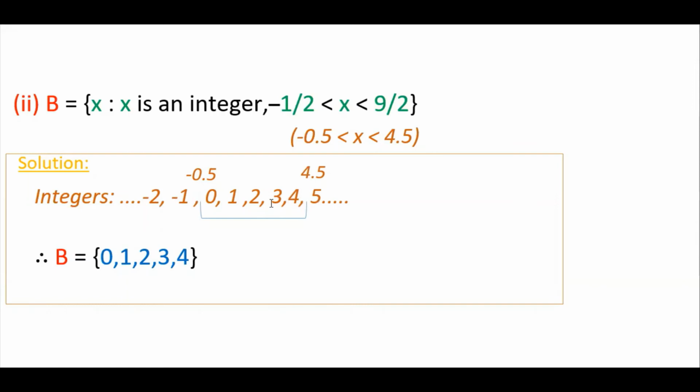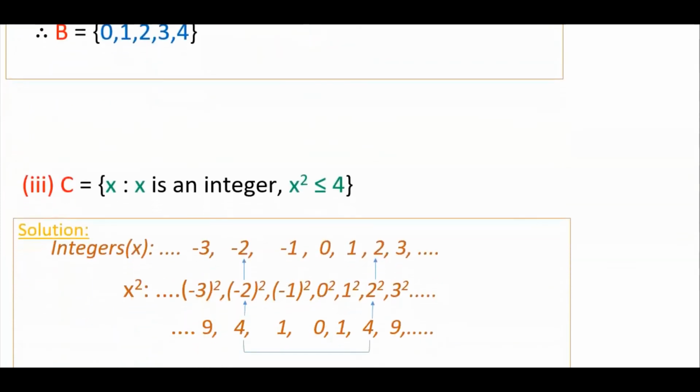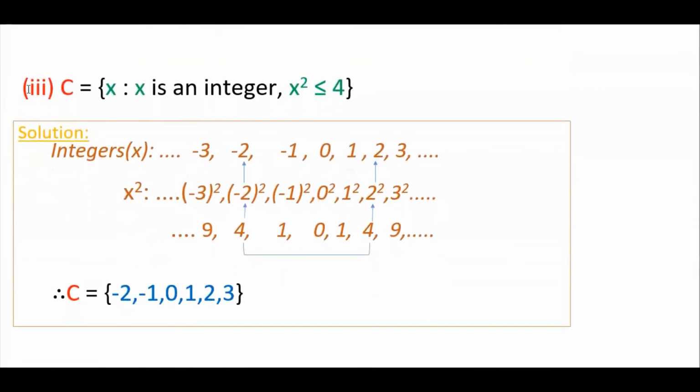So between these two numbers are 0, 1, 2, 3, 4. So these are the elements of this set. Therefore, B is equal to {0, 1, 2, 3, 4}. And the third one, C is equal to {x : x is an integer, x² ≤ 4}. So here x is an integer.